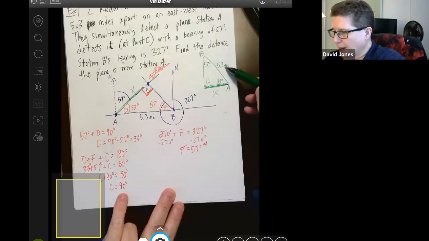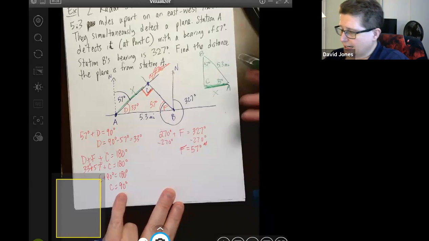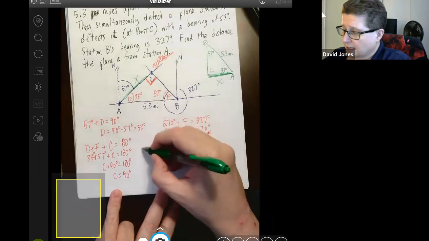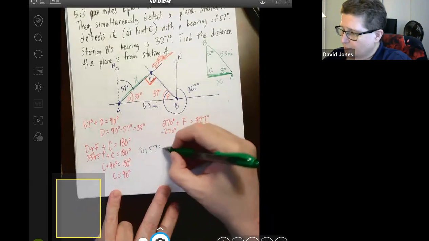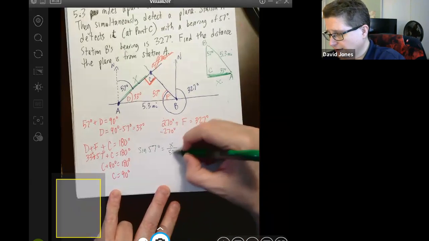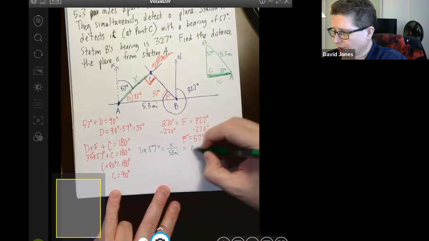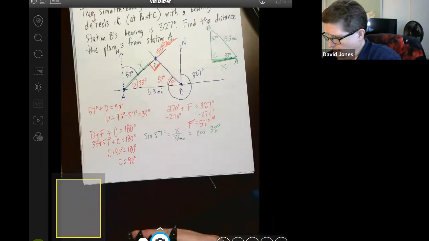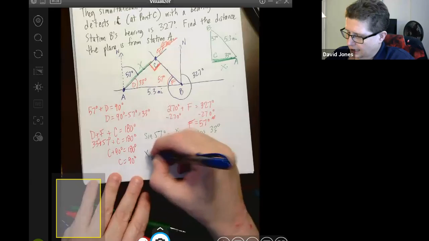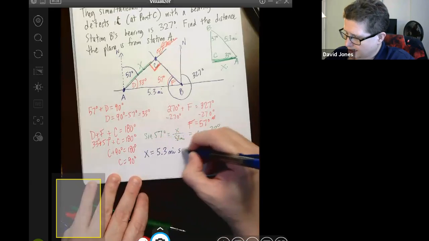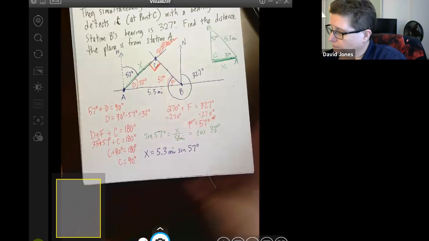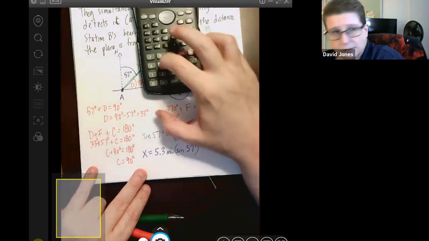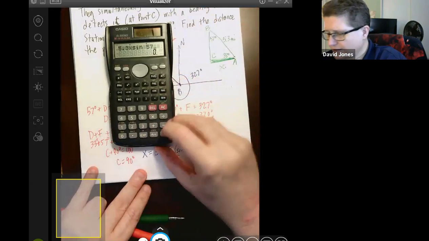What do we have? We have the hypotenuse. So I can either do sine using x because it's opposite, or cosine using a. Sine of 57 degrees equals x over 5.3 miles, which is also equal to cosine of 33 degrees, whichever one you want to use. Let's use the sine. Why not? I'll multiply through by 5.3. X equals 5.3 miles times the sine of 57 degrees.